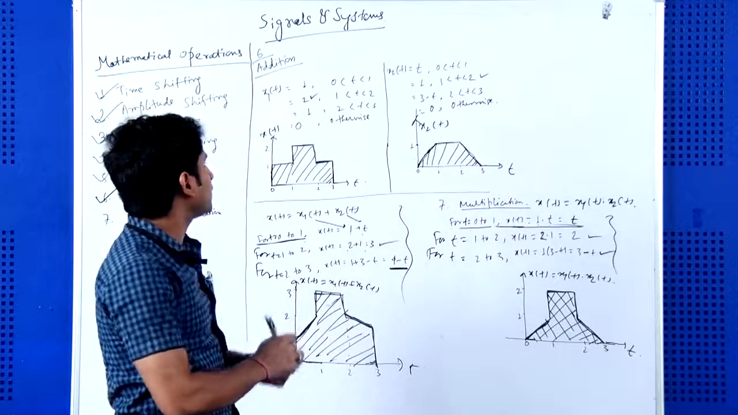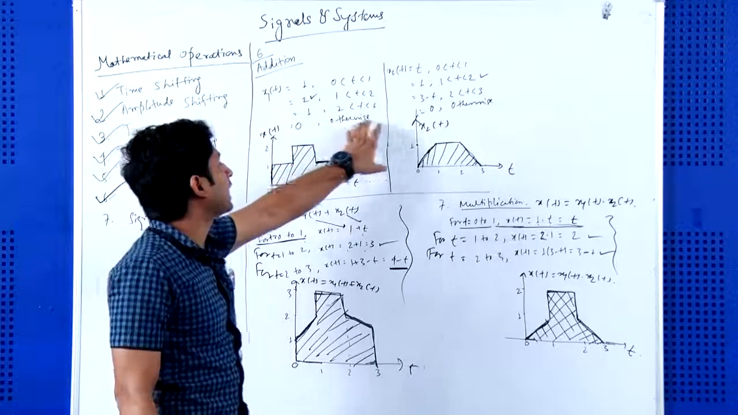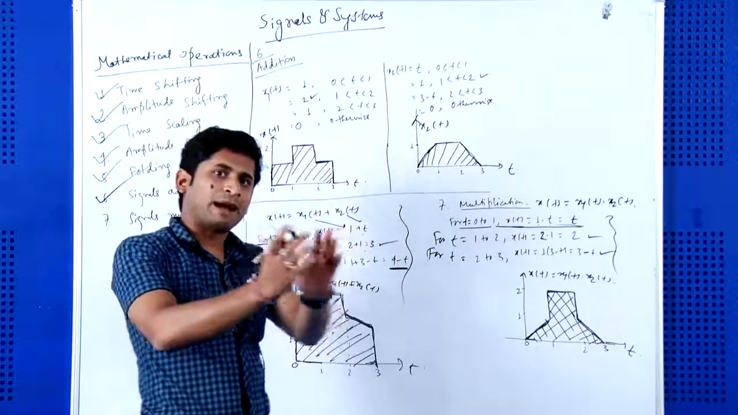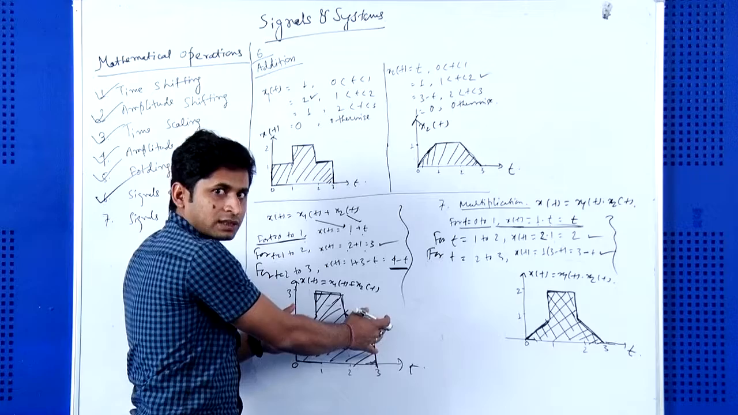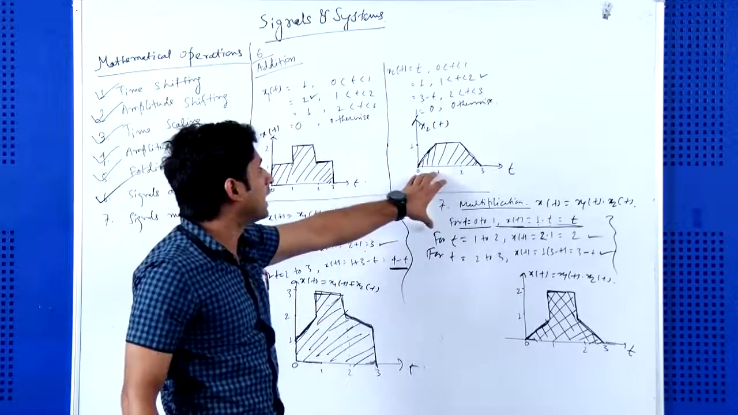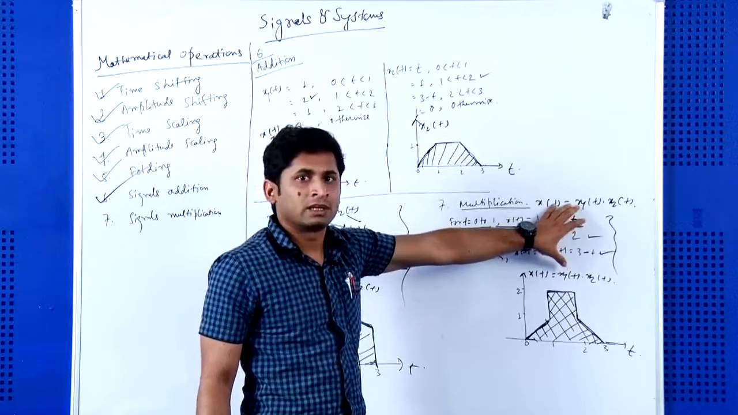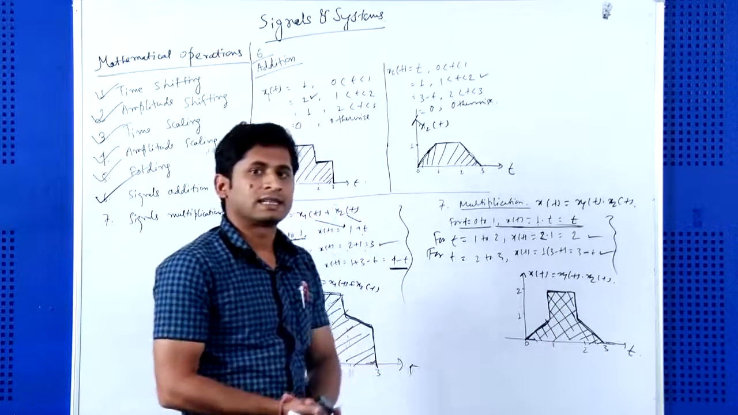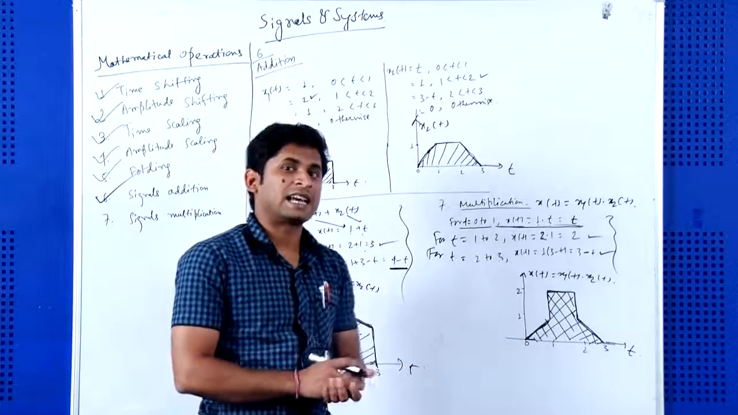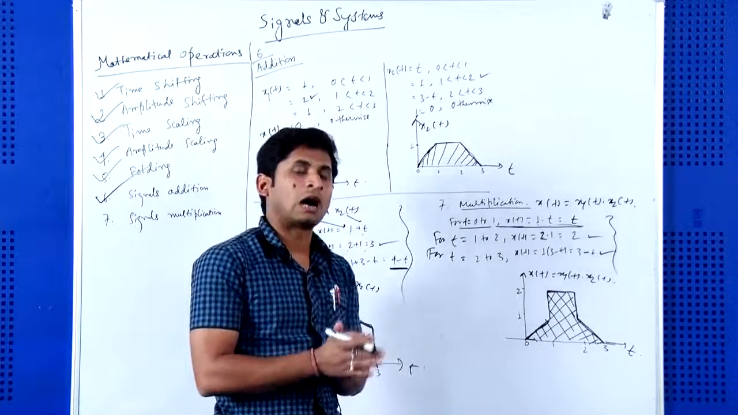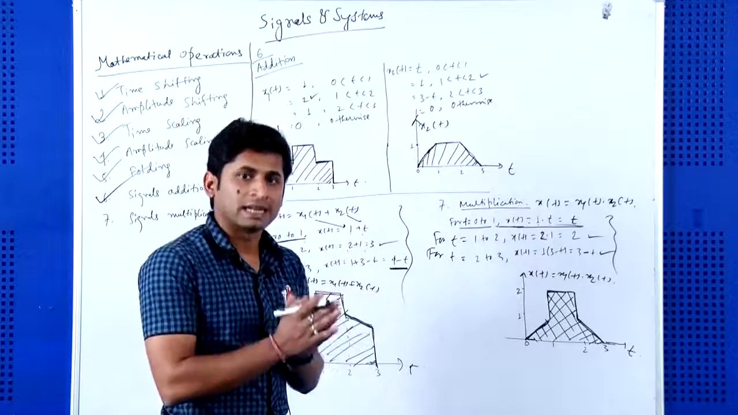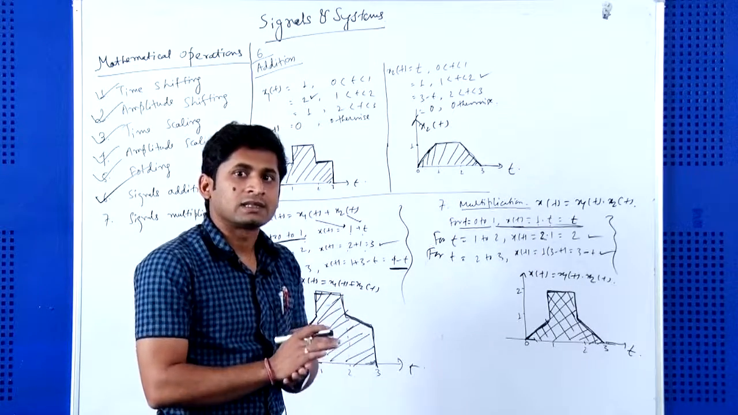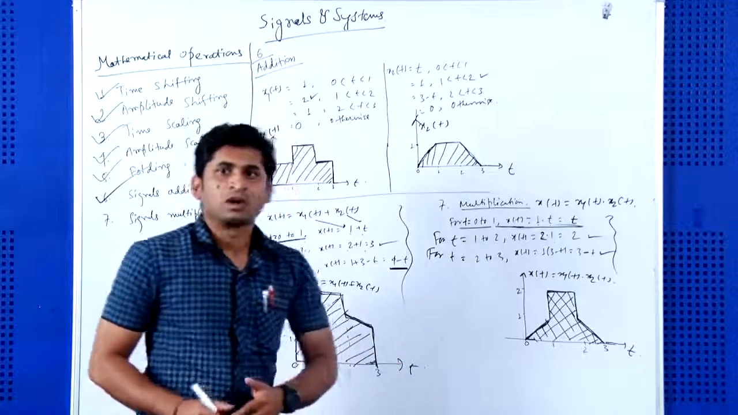So for the same signals, one is x1(t), another is x2(t). First I added them up and we got this waveform, and after that we multiplied them and then we got this result. So this is the exact procedure for how we can multiply or add two signals, or more than two signals. This is the procedure. Okay, thank you.